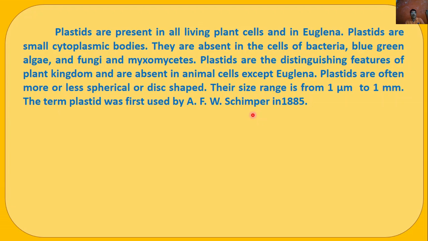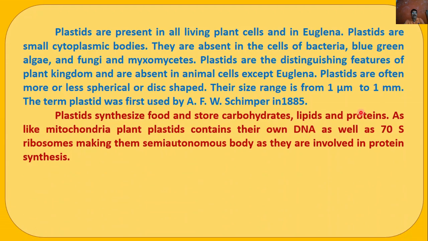Plastids are often more or less spherical or disc-shaped. Their size ranges from 1 micrometer to 1 millimeter. The term plastid was first used by A.F.W. Schimper in 1885. The plastids synthesize food and store carbohydrates, lipids and proteins.